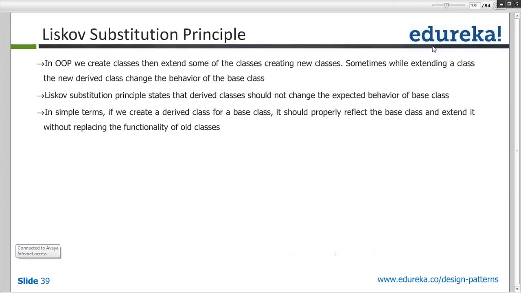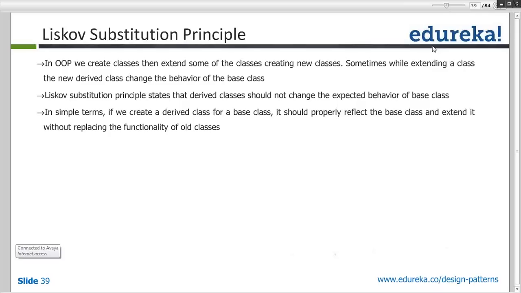Liskov's substitution principle essentially says we should be able to replace a particular class with any of its derived classes, wherein the derived class may have a changed behavior, thereby specializing it, but the derived class should not change a behavior which is not expected out of a base class.